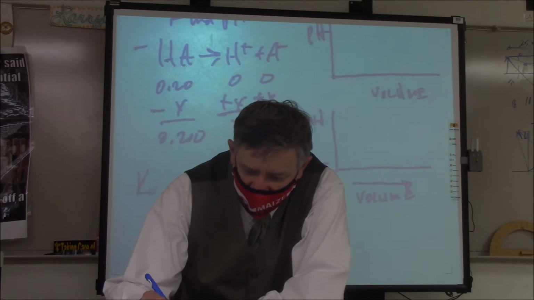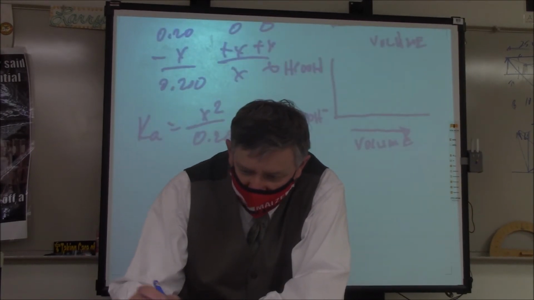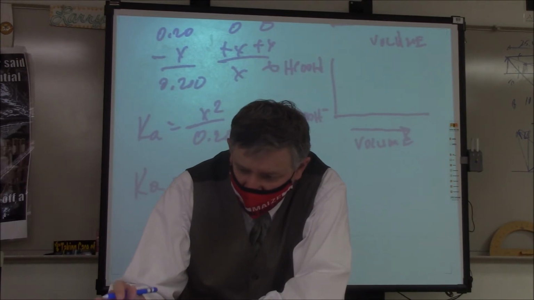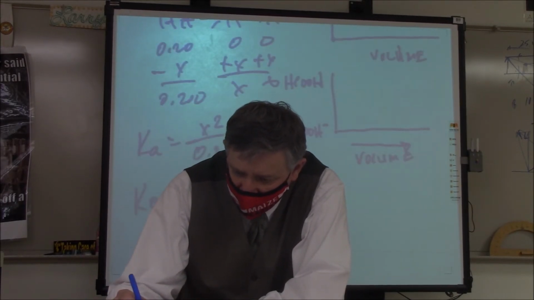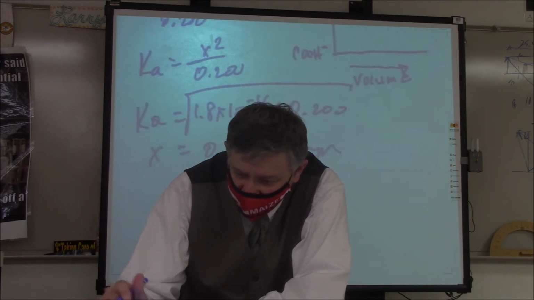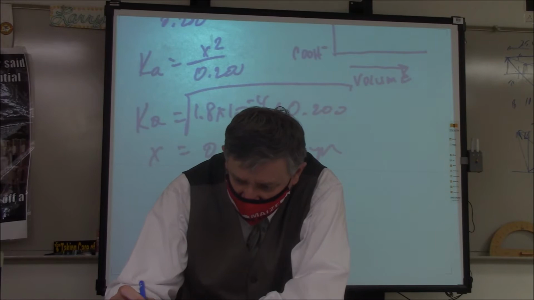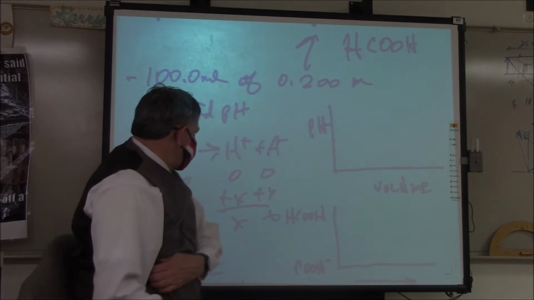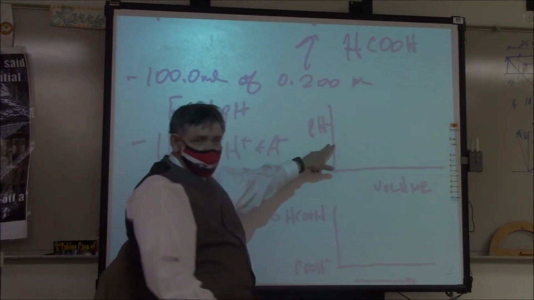So the Ka is going to equal X squared over 0.2. The Ka was, and I just made this problem up, by the way, 1.8 times 10 to the negative 4th. So X squared equals that times 0.2, so X works out to 0.006. That's my X value. Exactly? Wow, I'd like to say I had that worked out. So that's the concentration of my hydronium ion, so I have a pH of 2.22. Okay? So my pH curve is going to start here at 2.22.